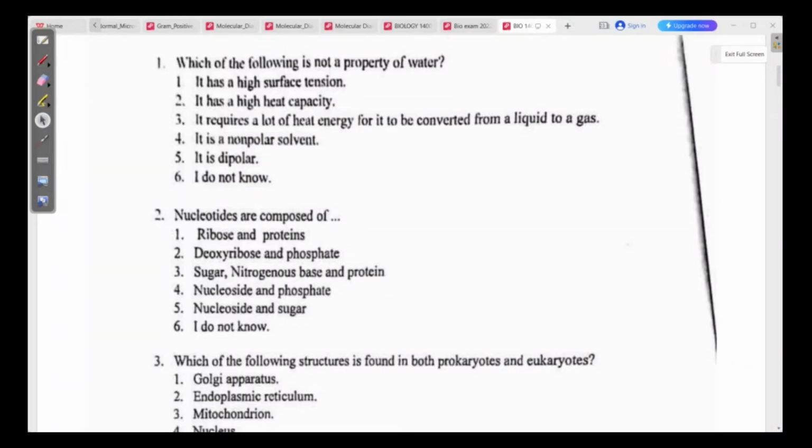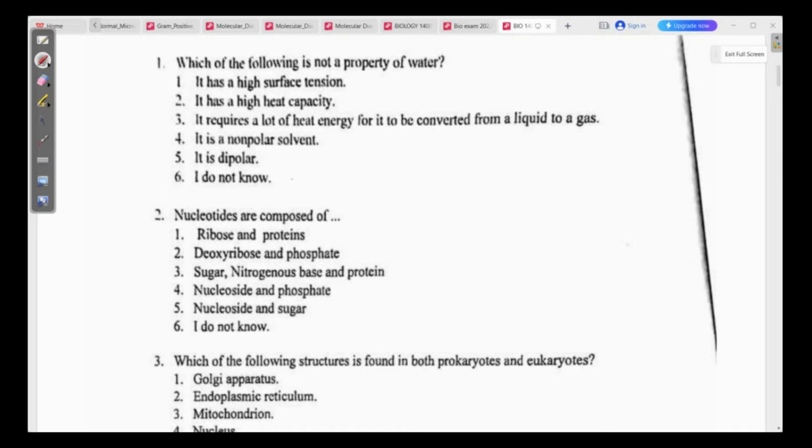Question 1. Which of the following is not a property of water? So as usual here we have 6 options. So option 1 up to 5. You can choose from any of these. Then option 6 is I don't know. That is, if you're not sure of the answer to a particular question, you go for this option.